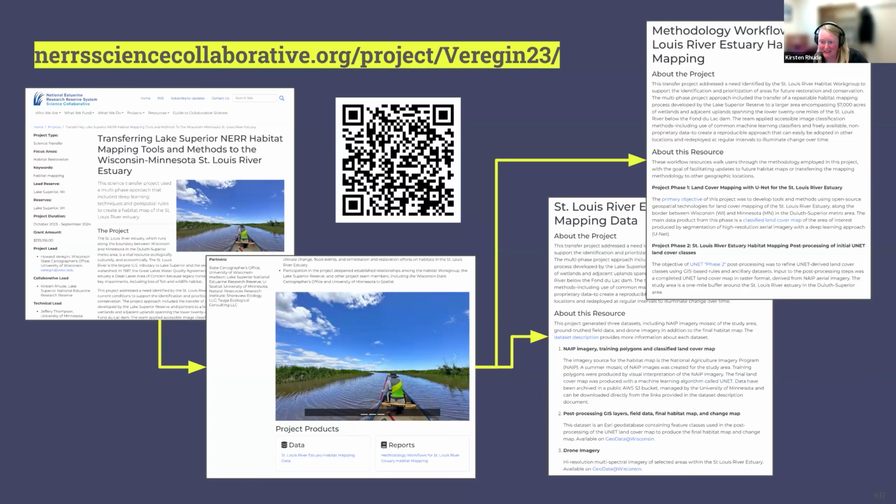The NAIP mosaic is available for download, as well as the training data polygons, recognizing that that boots on the ground effort would be useful for local natural resource managers to be able to look at as well, and kind of see some of the dominant species in those areas. And there's also a photo for each of those polygons and that kind of thing. So you can dive deeper at the project webpage on the Science Collaborative.